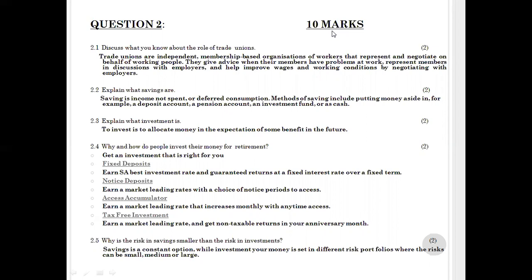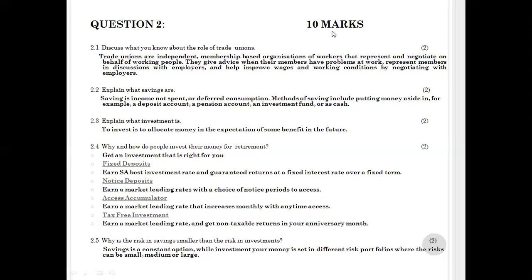Or they can do notice deposits. That is when you earn a market leading rate with a choice of notice periods to access. Or you can make use of the access accumulator. That is when you earn a market leading rate that increases monthly with any time access. Or you could have said tax-free investment, a market leading rate where you get non-taxable returns in your anniversary month.